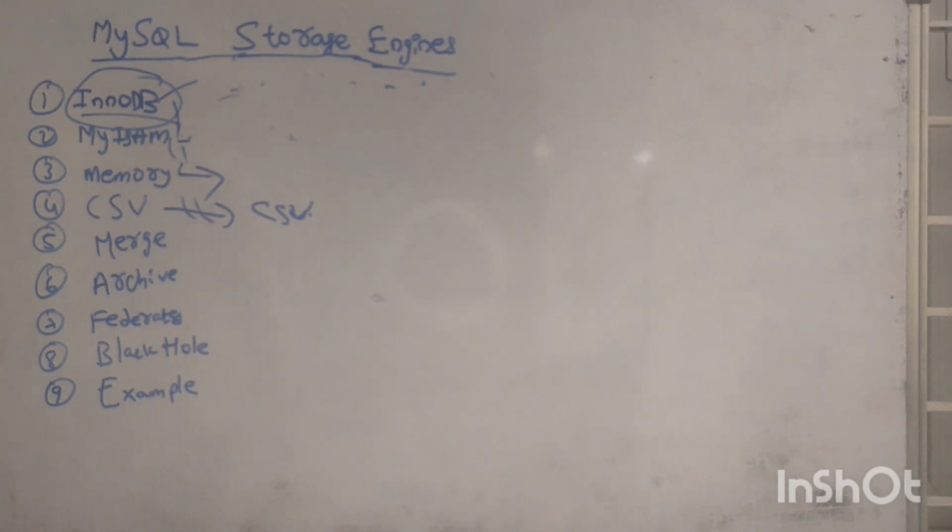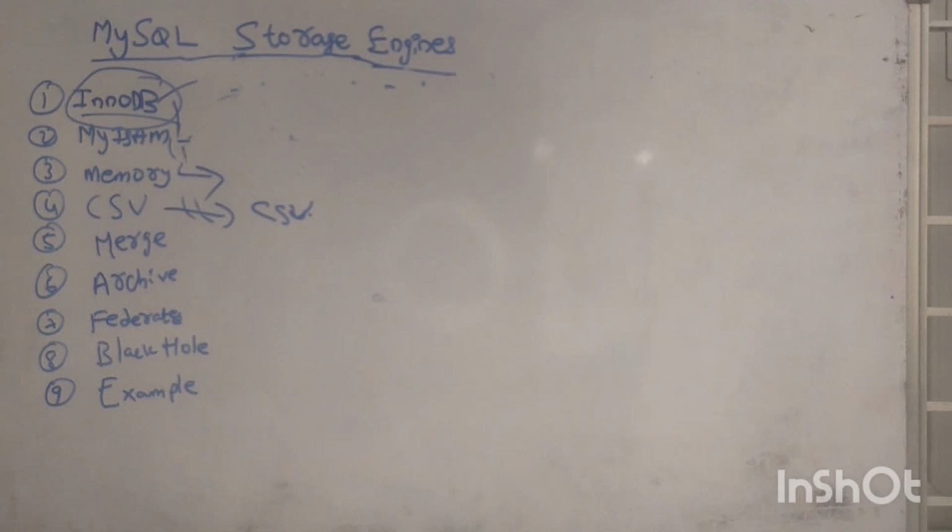Next, coming to the merge storage engine. This merge storage engine operates on underlying MyISAM tables. Merge tables help manage large volumes of data more easily. It logically groups identical MyISAM tables and references them as one object. So this is more suitable for data warehouse applications and environments.